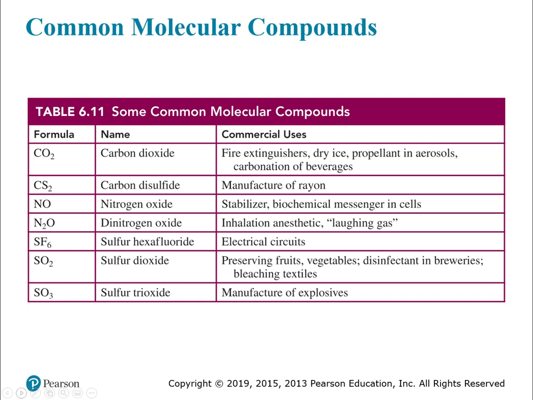Sulfur dioxide, preserving fruits and vegetables, bleaching textiles. Weird that it's something that can bleach textiles, and we also use it to preserve food. I know. Blows your mind when you learn about chemistry, some of the things that we use to eat and do crazy industrial processes.